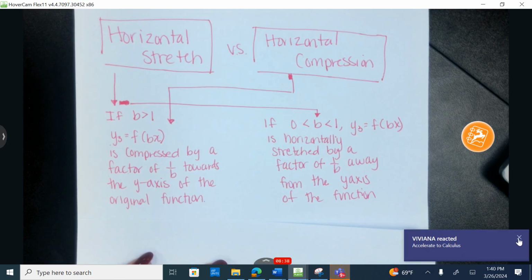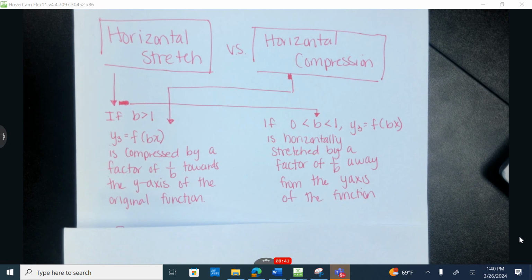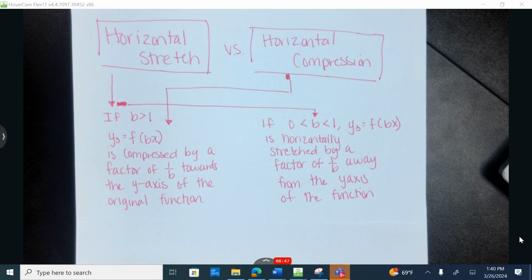I'm going to go over horizontal stretch and horizontal compression, which may be new for you. So I want to slow that down and use in-person instruction for 0 hour as I go through this.